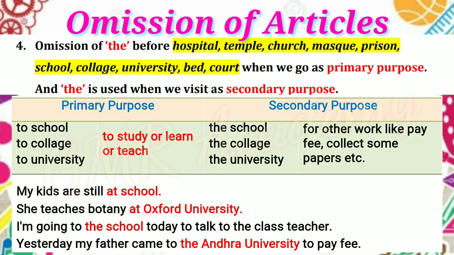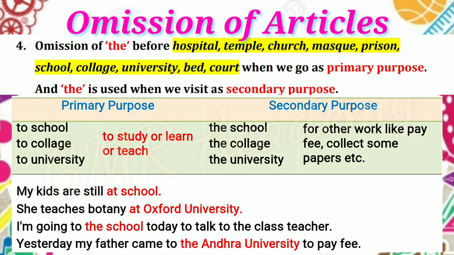Examples: my kids are still at school. So no article is used at school. Why? Because kids go to school for what? To study. This is the primary purpose. No article is used. She teaches botany at Oxford University. So here also no article is used. Why? Because she teaches, teaching, primary purpose.